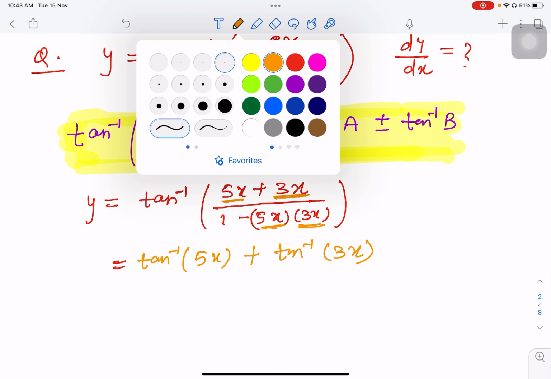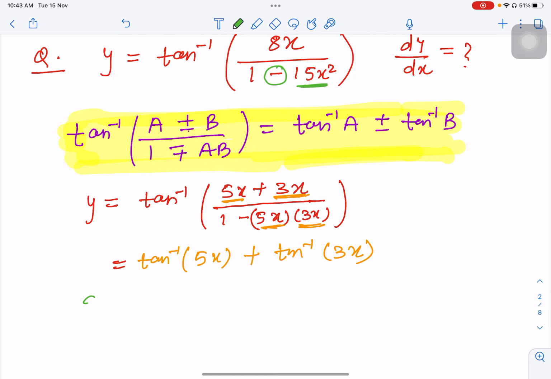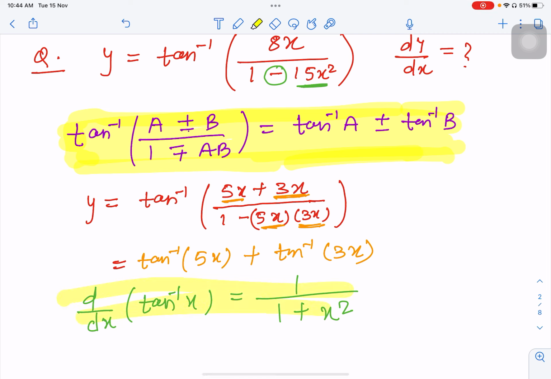Now what should we know? We should know the derivative of what, tan inverse of x. हमें पता है formula derivative of tan inverse x क्या होता है? The formula is 1 over 1 plus x square. करेक्ट, डेरिवेटिव ऑफ tan इनवर्स x का फॉर्मूला क्या है? 1 over 1 plus x square. दिस इज द फॉर्मूला, हमें याद होना चाहिए.